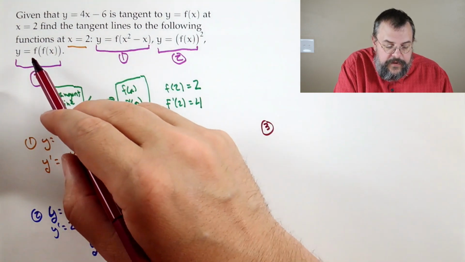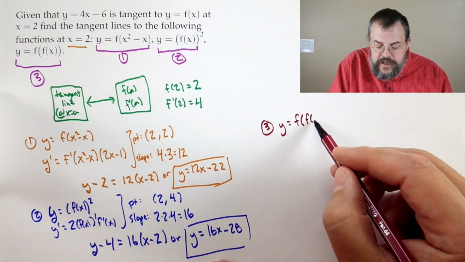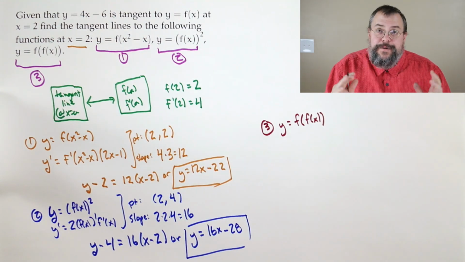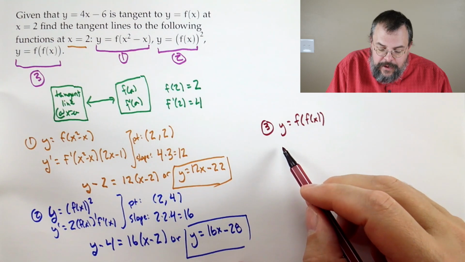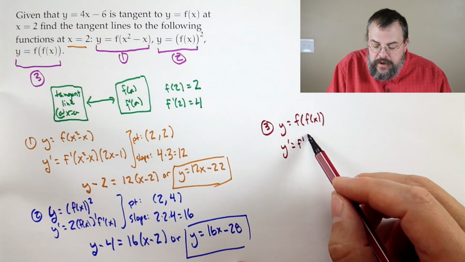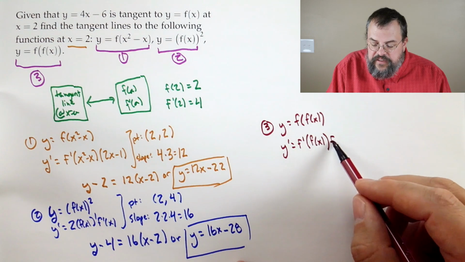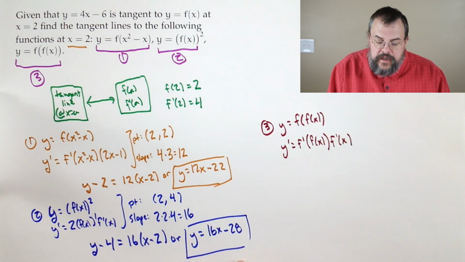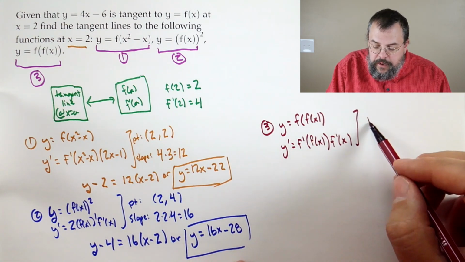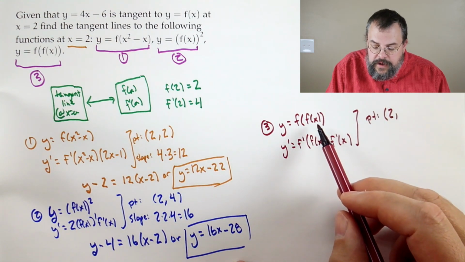So y equals f of f of x. You'll see here, what's our inside function? It's our function f. What's our outside function? It's also f. Okay, cool. All right, well, that's perfectly fine. So what is y prime? So take the derivative of the outside, f prime. Plug the inside in, f of x, times the derivative of the inside, f prime of x. Now, that's our y prime. So what's our point? Well, we know our x-coordinate is 2. So plug 2 in and work your way through.